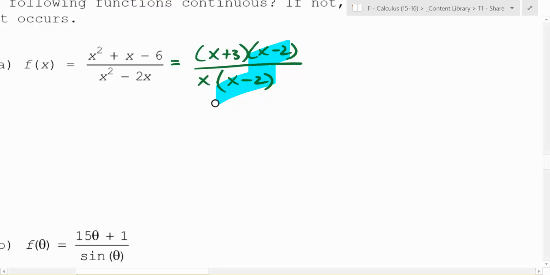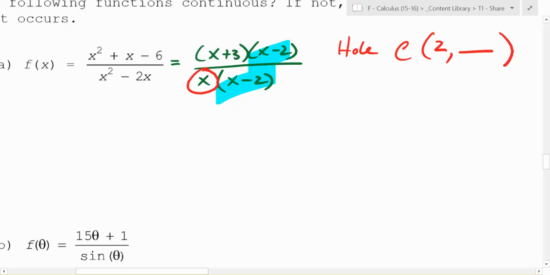Oh, excellent. So, what happens here? This cancels, right? So what does that mean? What exists because there's that cancellation? What do we know we have because of that cancellation? What is it? A hole. And the hole happens when x is what? 2. X is 2, and y is something else.